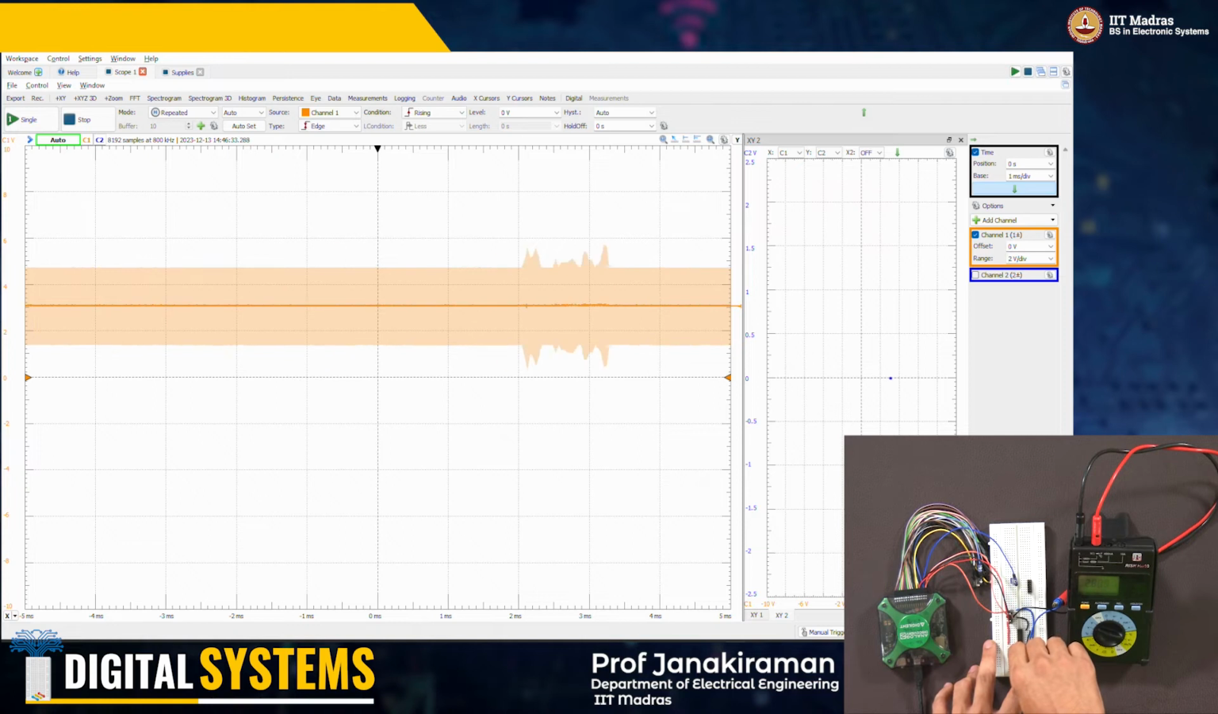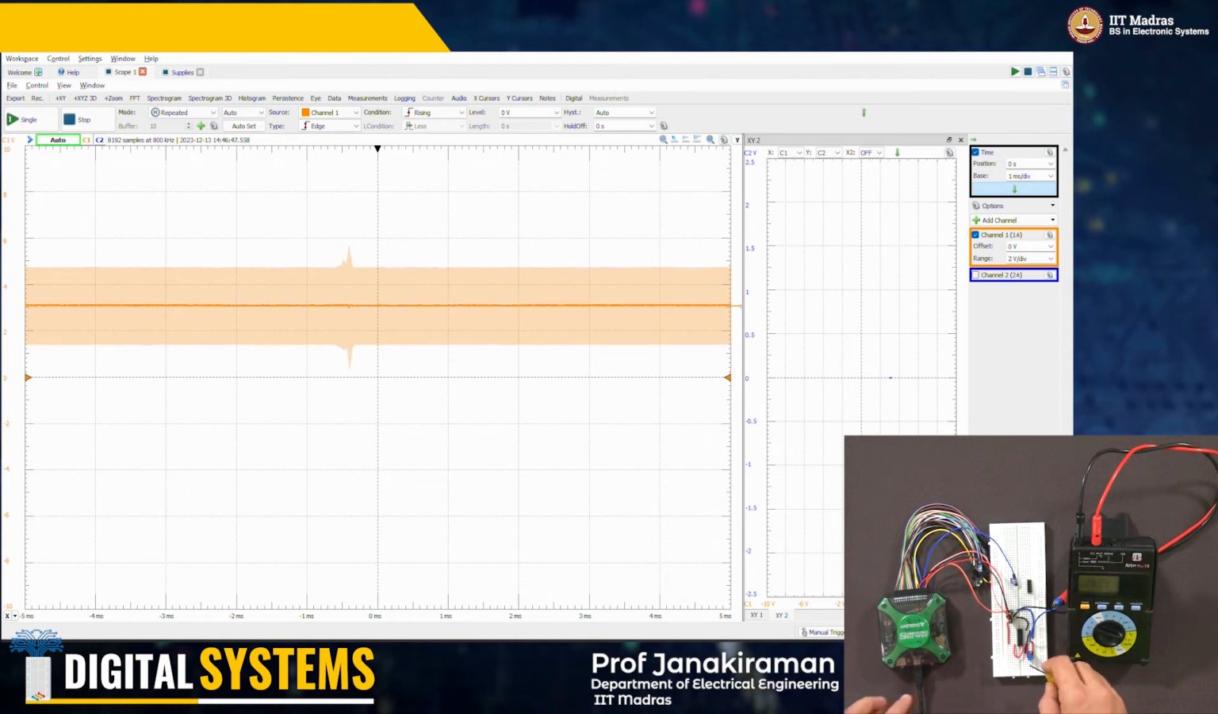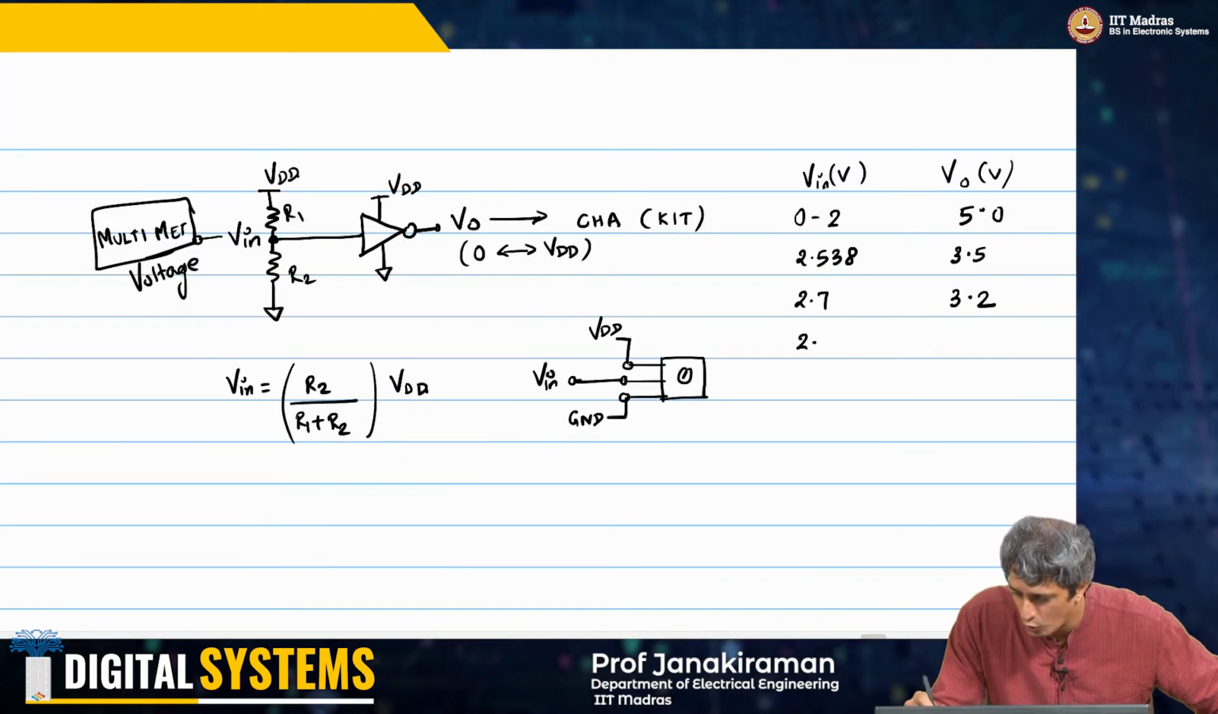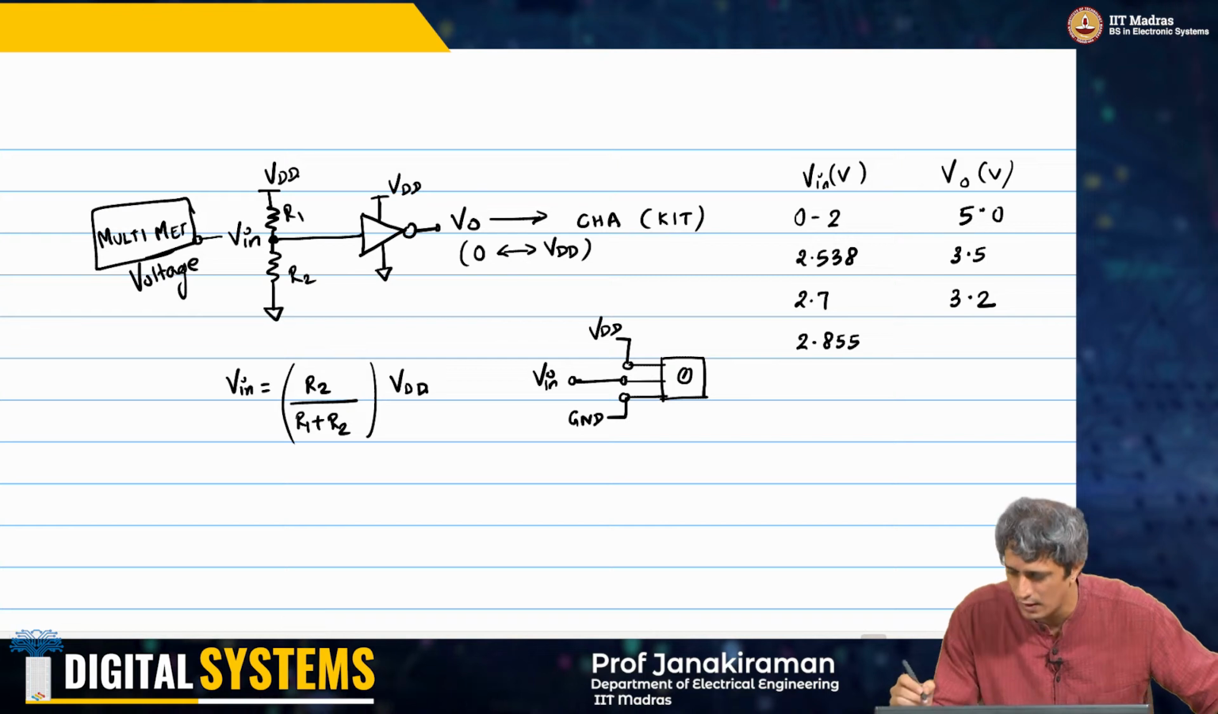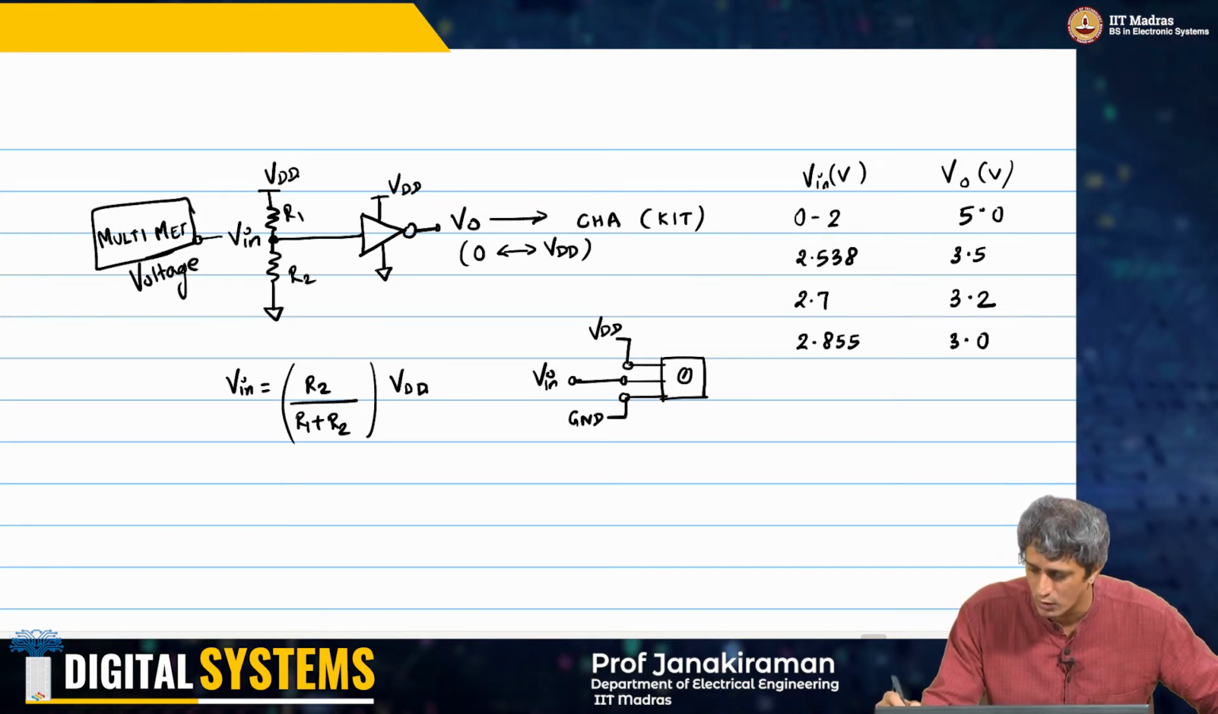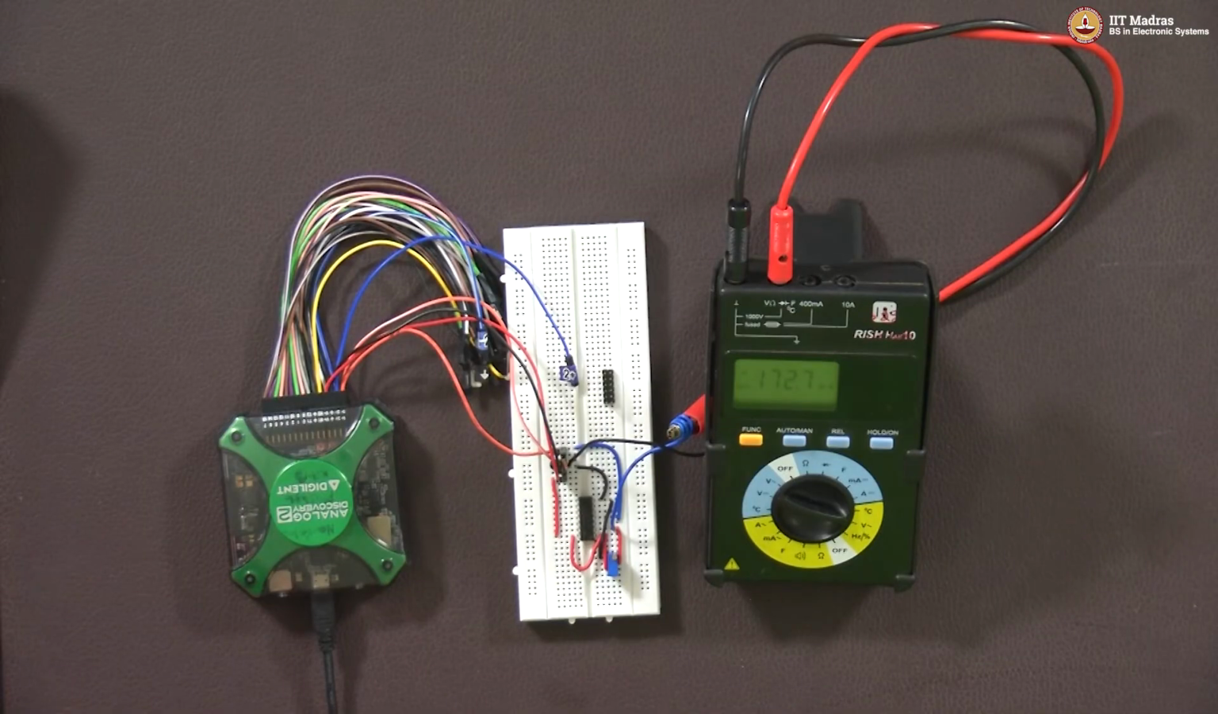You can see that the output is dropping. So here I am going to go a little carefully, I am not going to jump in steps of 0.5 volt or something. At 2.8 volt, I will just increase it, I will get the output down to something like 3 volt. Yeah, at 2.855 volts, the output is close to 3 volts, as you can see from the marking here. Now I continue this experiment.